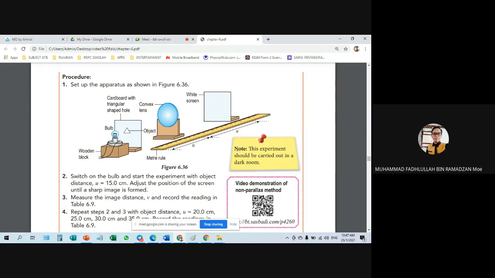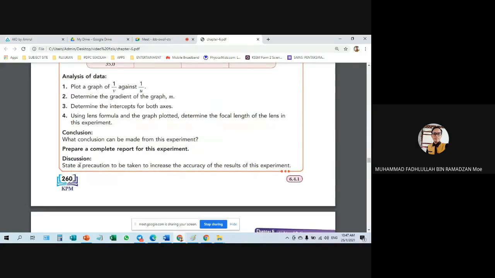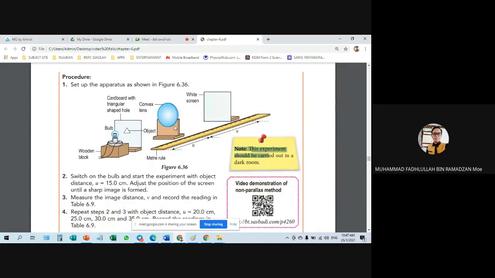Okay. So, note, this experiment should be carried out in a dark room. So dekat sini nanti dia adalah, okay, precaution to be taken, increase accuracy. So dekat sini boleh letak lah. Experiment should be carried out in a dark room. Okay. Yang ni pun kena make sure je sharp lah, boleh nampak sharp.